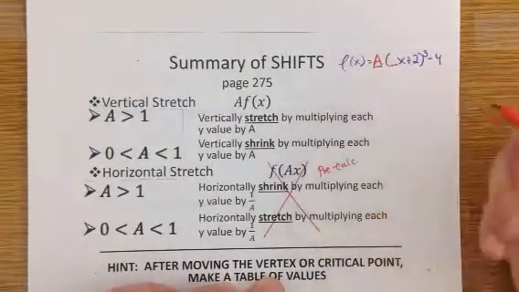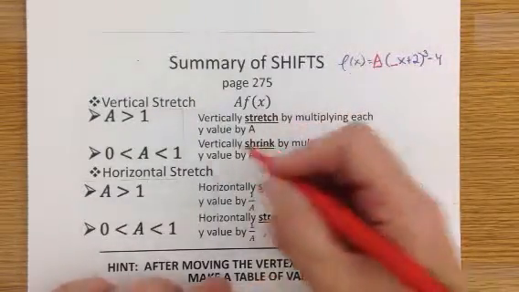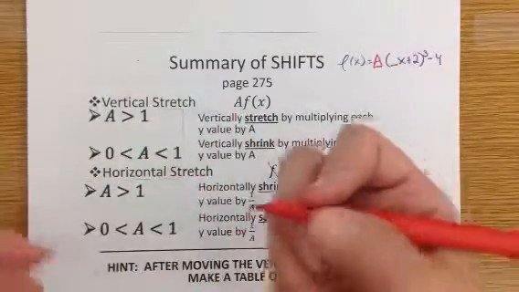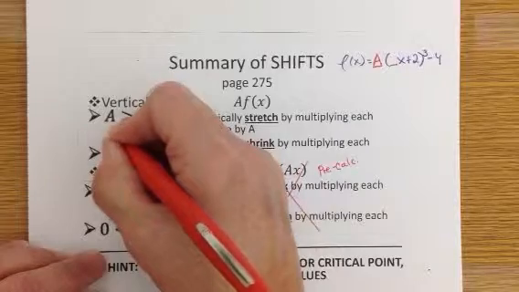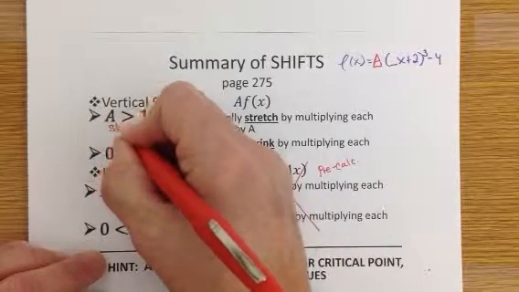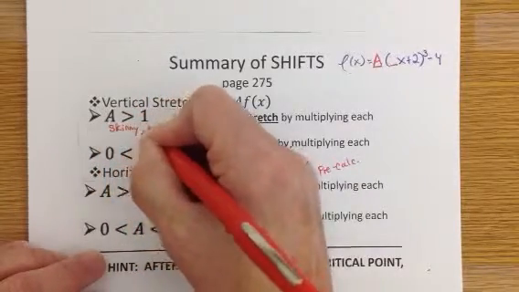So I'm going to summarize this for you. If you have a number that is bigger than 1, like 2, 5, 7, whatever, it is going to make the graph, you can think of it as, more skinny or narrow.